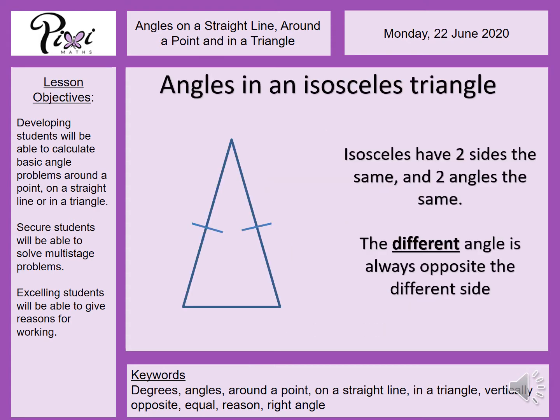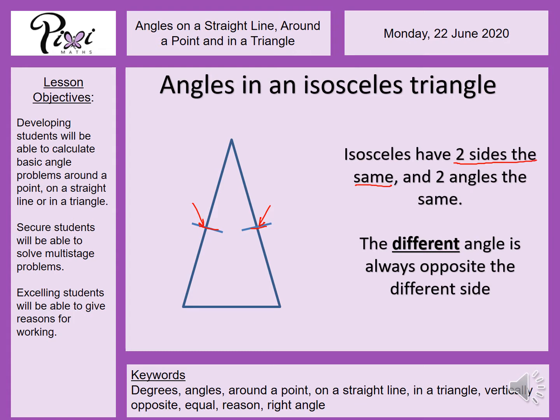Okay, so this is the first new thing we're going to look at today, and this is angles in an isosceles triangle. This is a specific type of triangle in which two of the sides are the same and two of the angles are the same. We represent sides being the same with this dash symbol here. So we can see that these two lines have got a dash on them, and what that means is that these two lines are the same length as each other. So that is two sides the same.